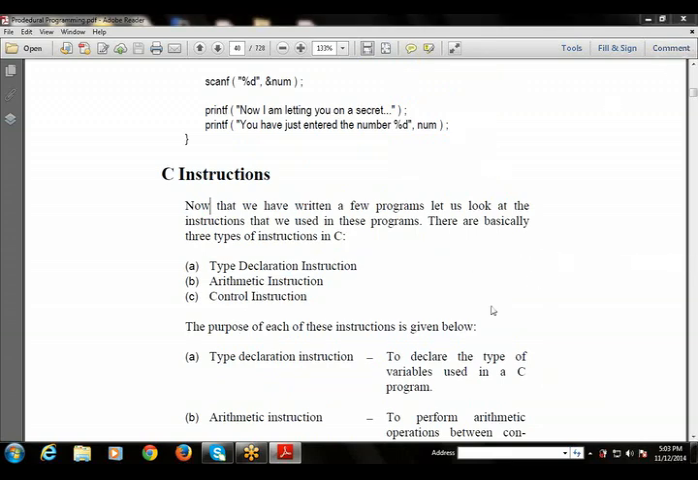Again, I'm so sorry for the delay, but I'm going to start with the C instruction.